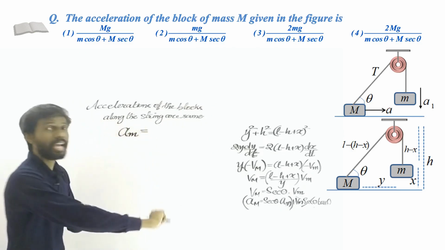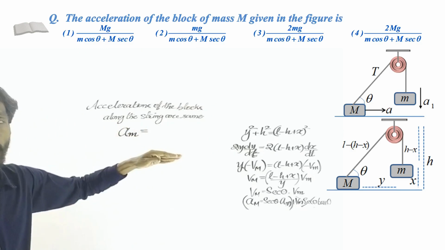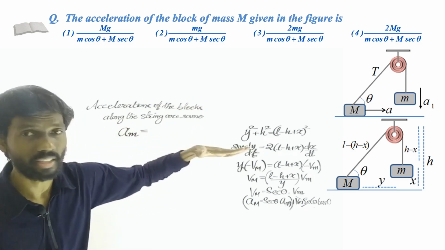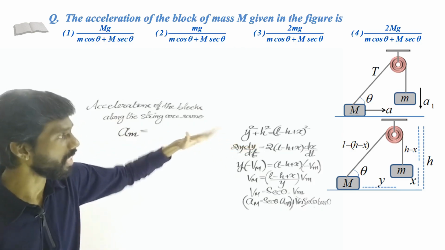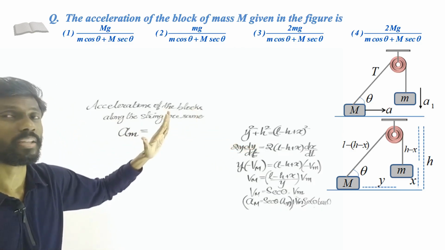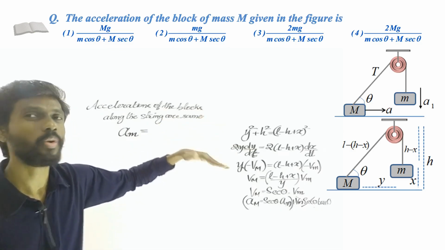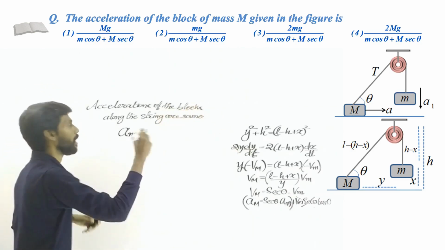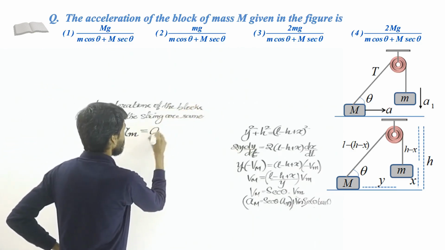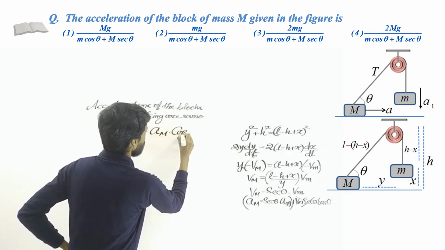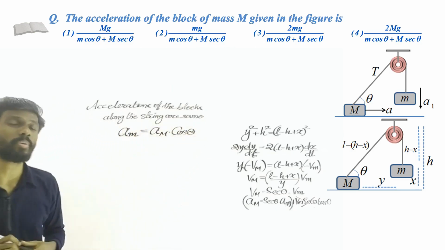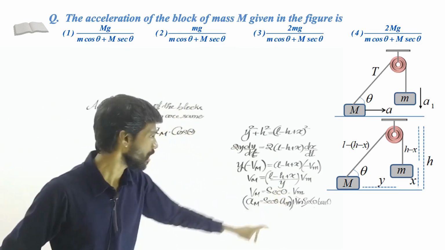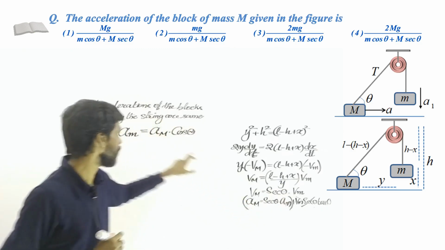That equals the acceleration component of this block in the direction of the string. This block is moving in this direction. It has acceleration in the horizontal direction, but the string is in this direction, so we have to take its component. Theta is the angle, so cos theta. Acceleration in this direction multiplied by cos theta. So a small m equals cos theta multiplied by a capital M. That is the relation between the accelerations of these two blocks. That's what we got here: am equals sec theta multiplied by capital M's acceleration, or am equals cos theta multiplied by a capital M.